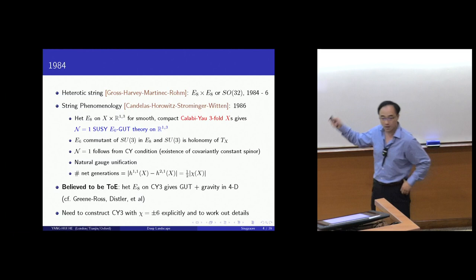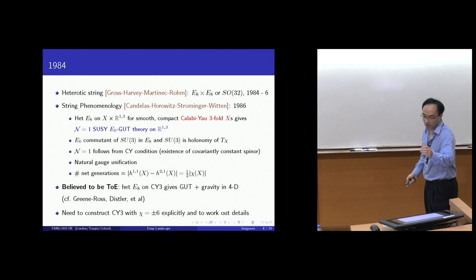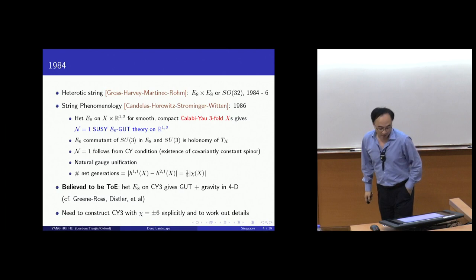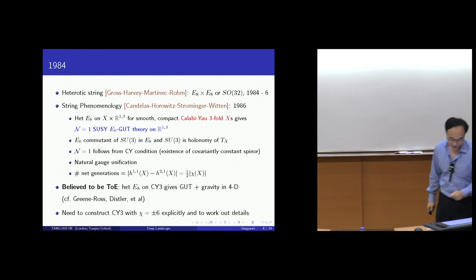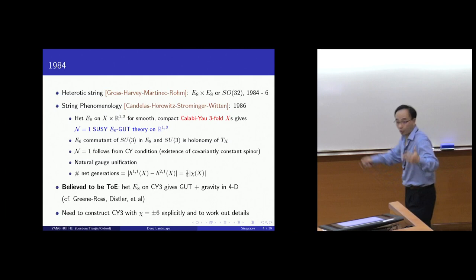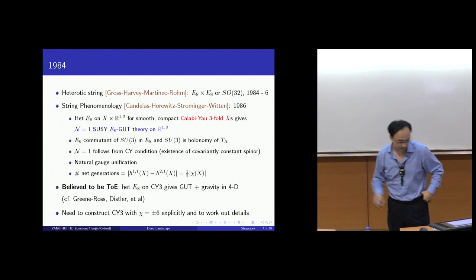Right? So people like Brian Greene, Graham Ross, and Jacques really started to look at this problem. And at this point, this is what Philip Candelas says: you go to a card-carrying algebraic geometer. I'm not sure what the card refers to, but you go to the card-carrying algebraic geometer and ask him or her, what is a compact, smooth Calabi-Yau threefold with Euler character plus or minus 6?